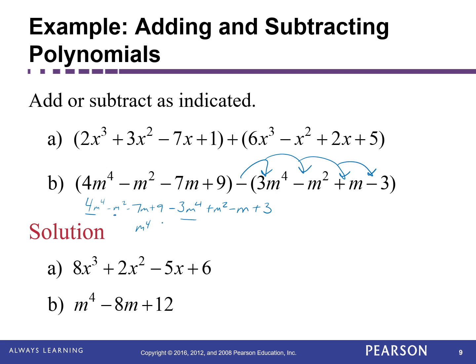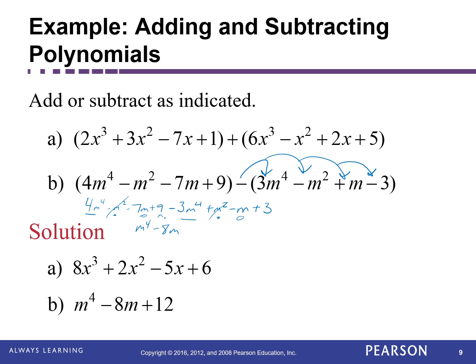And then I'm looking here at m squared and m squared. So negative m squared plus positive m squared cancels both of those terms out. And then here you've got this 7m. That's a minus 7m. And then you've got a minus m here. So minus 7m minus m gives you a minus 8m.